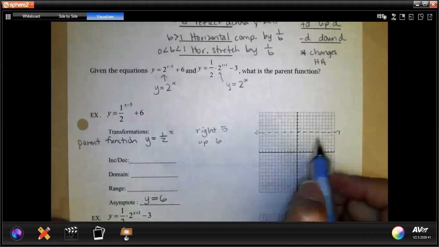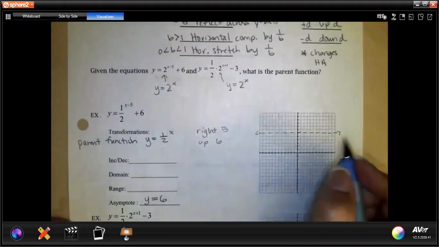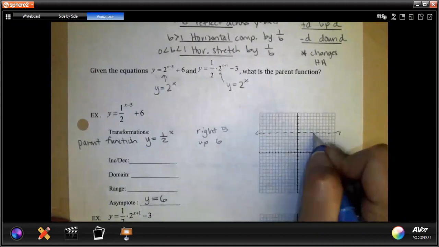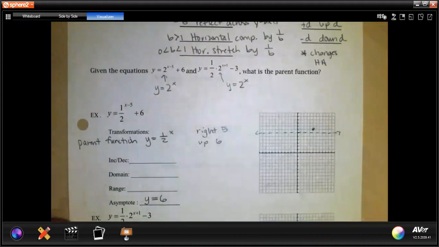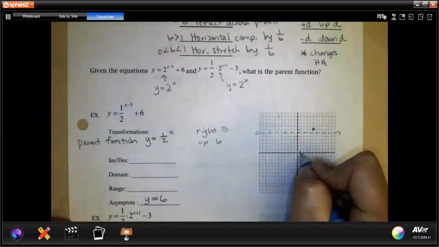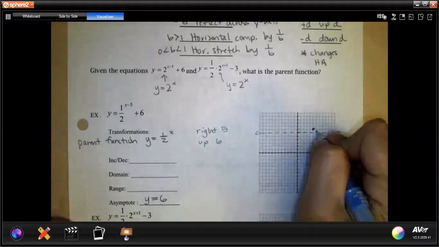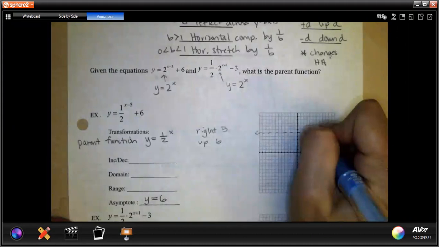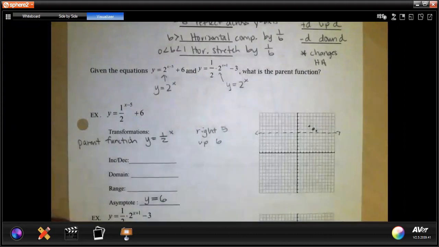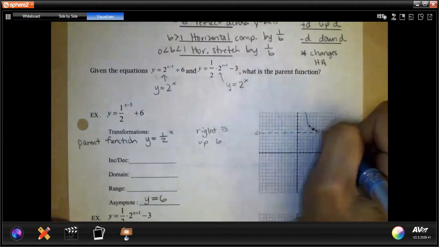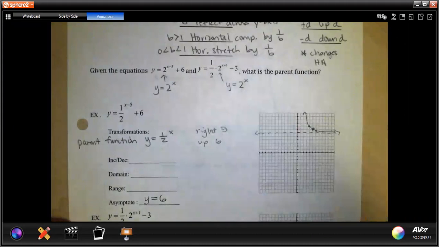Now I'm going to do the same thing for my other points. So I've got a point at 0, 1. I'm going to move it to the right 5 and up 6. So there's my next point. And then we would do the same thing to the 1 and 1/2. We would move that to the right 5 and up 6, which is going to be right there. You can do that to the next point as well if you wanted, that -1, 2. And now you've got an idea of what your graph looks like. It goes through these points and towards our asymptote. So there is our graph.